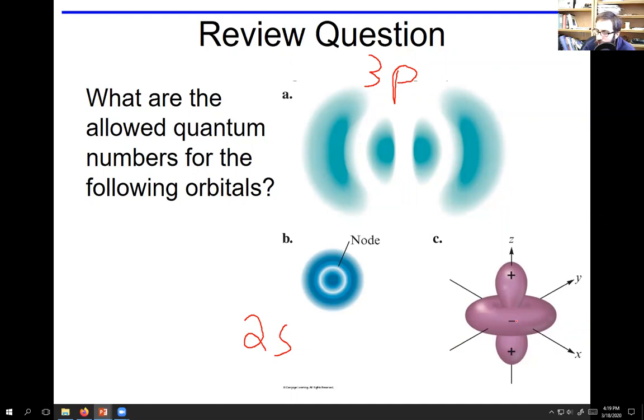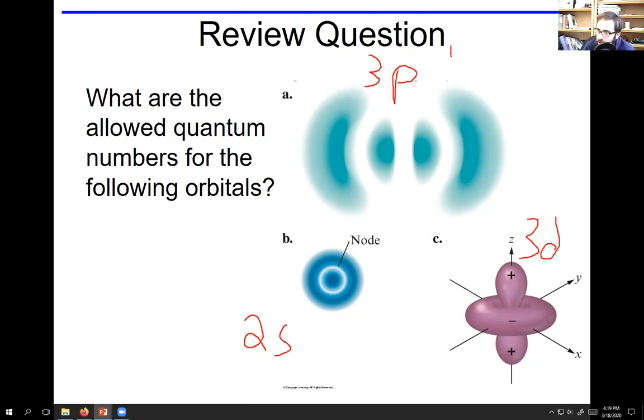And this one doesn't have any sort of radial nodes, right? So this is basically the smallest d orbital. This is a d-type orbital, and the smallest d orbital is 3d. So we're going to talk about the quantum numbers for these.